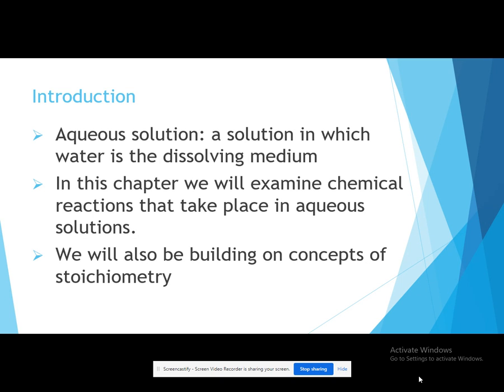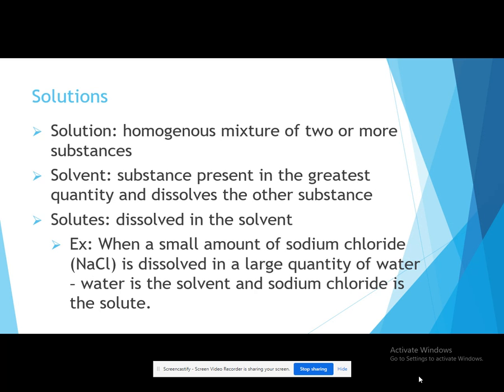In this chapter, we're going to examine chemical reactions that take place within aqueous solutions, and we're actually going to build upon those concepts of stoichiometry that we learned last semester and even in the last chapter. So solutions, I've been using this word. Well, a solution is a homogeneous mixture of two or more substances. Remember, homogeneous means it looks the same throughout. So when you look at it, it looks like it just has one phase.